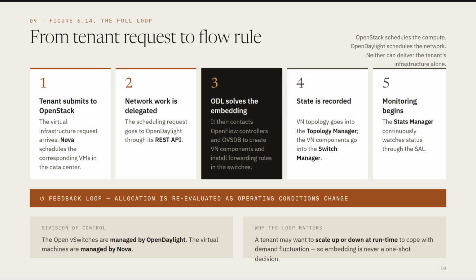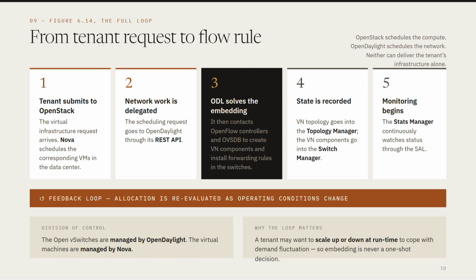Step 4. The resulting state is recorded. The virtual network topology is written into the Topology Manager, and information about the virtual network components is stored in the Switch Manager. Step 5. Continuous monitoring begins. The Stats Manager watches the status of the new virtual network through the Service Abstraction Layer. Importantly, this is not a one-time process. There is a continuous feedback loop. As operating conditions change, the allocation can be re-evaluated and adjusted.